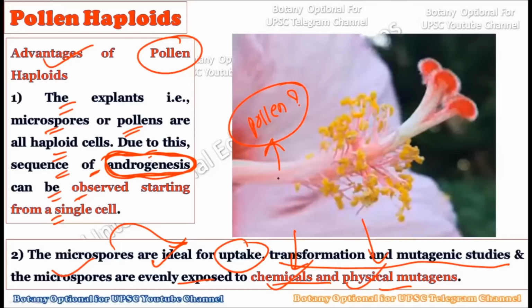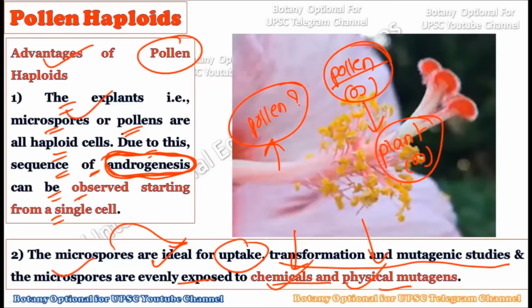But you should remember the very first and biggest advantage of pollen haploids is that out of a single pollen grain, which is a haploid, we can create a whole new plant which is also a haploid plant. Okay, so this is the biggest significance. And then we can observe the androgenesis process. Yes, we can also observe how the mutation occurs during the macrospore development. So the process of androgenesis and how the mutation occurs can be observed by giving them a treatment of chemical or physical mutagens.